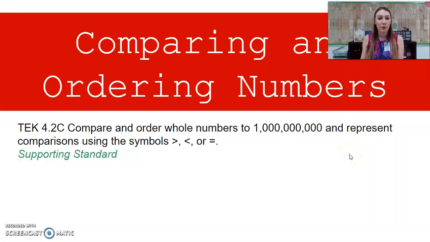Our TEK is 4.2c, compare and order whole numbers to 1 billion and represent comparisons using symbols greater than, less than, or equal to.